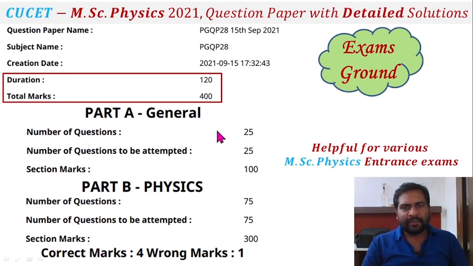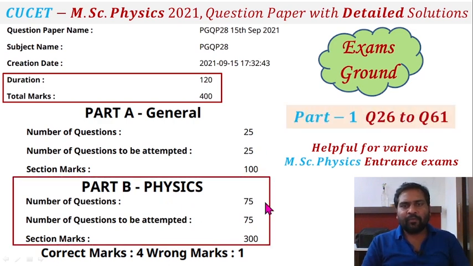Part A contains the general test, 25 questions of 100 marks, and part B, which is physics, has 75 questions, from question number 26 to question number 100, for a total of 300 marks. For each correct answer there are 4 marks, and for each wrong answer there is 1 negative mark. This is part 1 video, and in this one I will explain question number 26 to question number 61, and the rest, question number 62 to 100, will come in another video.